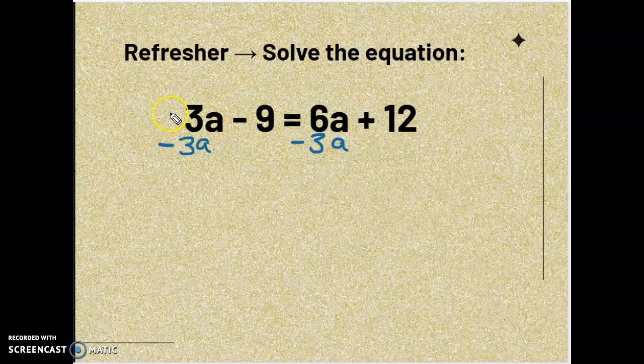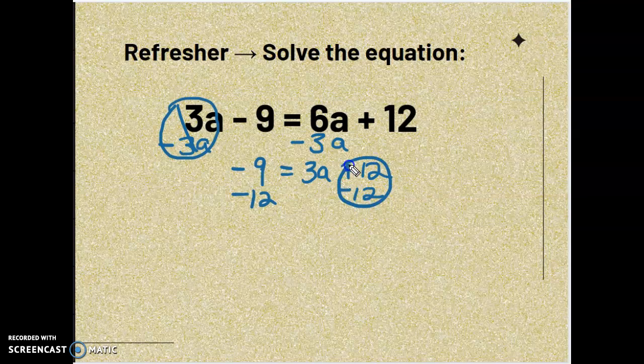And what happens on the left is that these zero out. That becomes a 0. That leaves me a negative 9 equals, I'm going to combine 6a minus 3a. Now I have 3a's on the right plus 12. So now I need to isolate my variable further. That's that 3a term. And that means I need to get rid of the positive 12 or the plus 12. And the inverse operation is to subtract 12. So I'm going to subtract 12 from both sides.